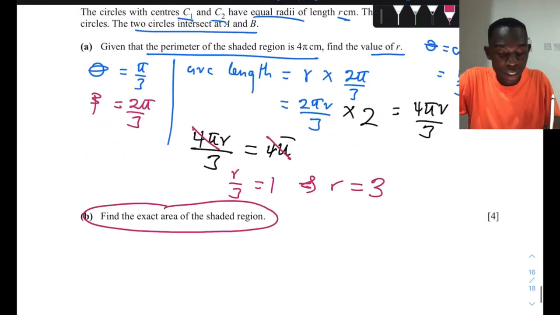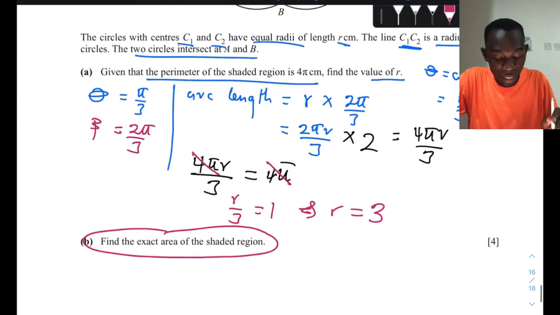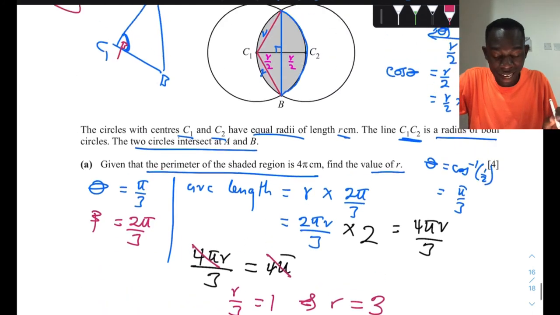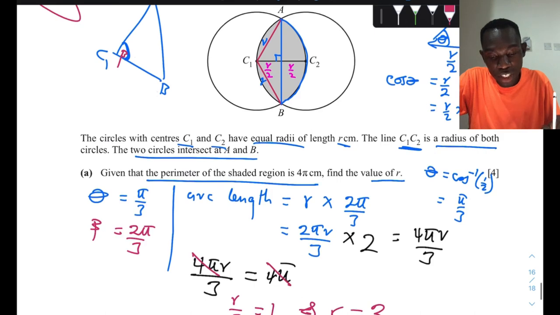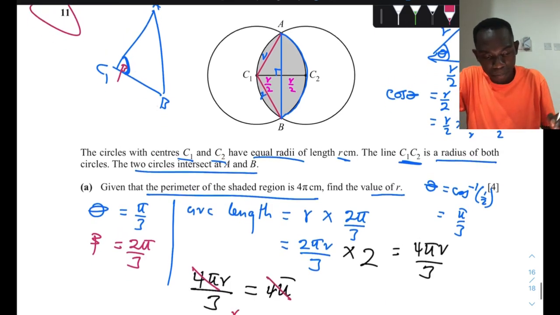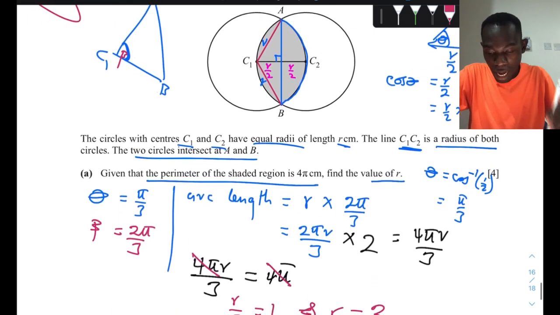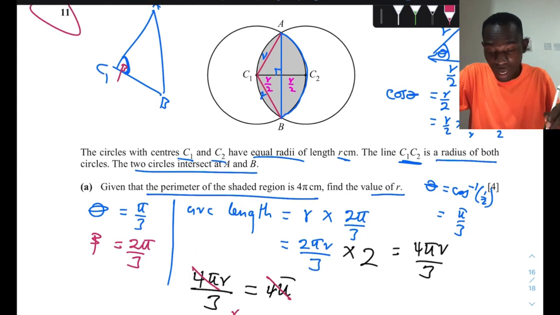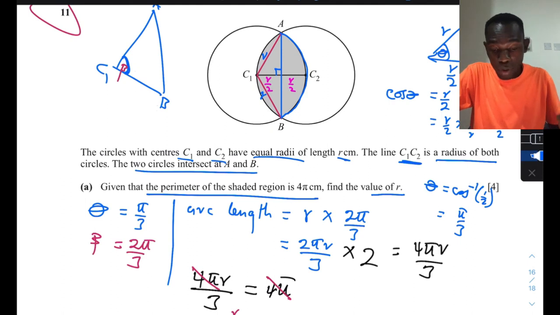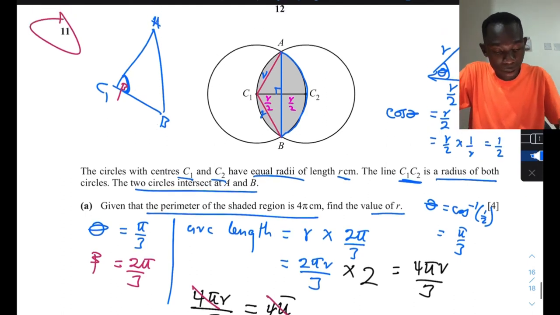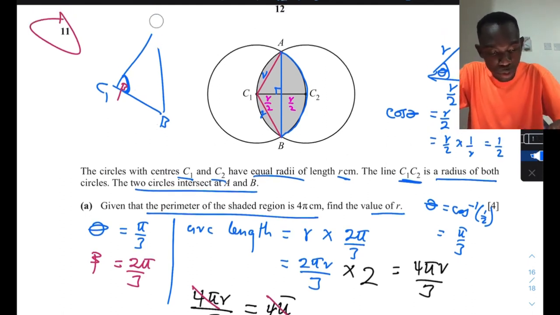Then the next thing that they want you to do is to find the exact shaded region. That means do not round your answer. Leave it the way it is, exact. So if you want the exact shaded region, you can pause the video at this stage and copy all the useful things that you want, because I'm going to clean the place up a little bit. I want to do the analysis for you to see right there.